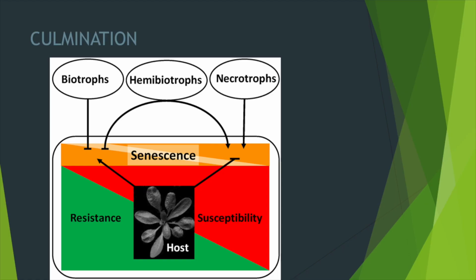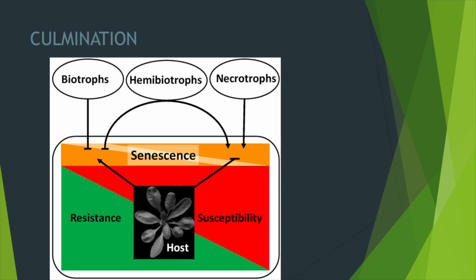Finally, coming to the culmination, this is a cartoon that shows the attack by either a biotroph or a necrotroph or a hemibiotrophic pathogen. If the biotroph is entering inside the plant, normally the plant will induce senescence. So the plant will senesce early and it will prevent the further division as well as the growth of the pathogen. Or the plant will completely prevent the biotroph from growing. So that is another response.